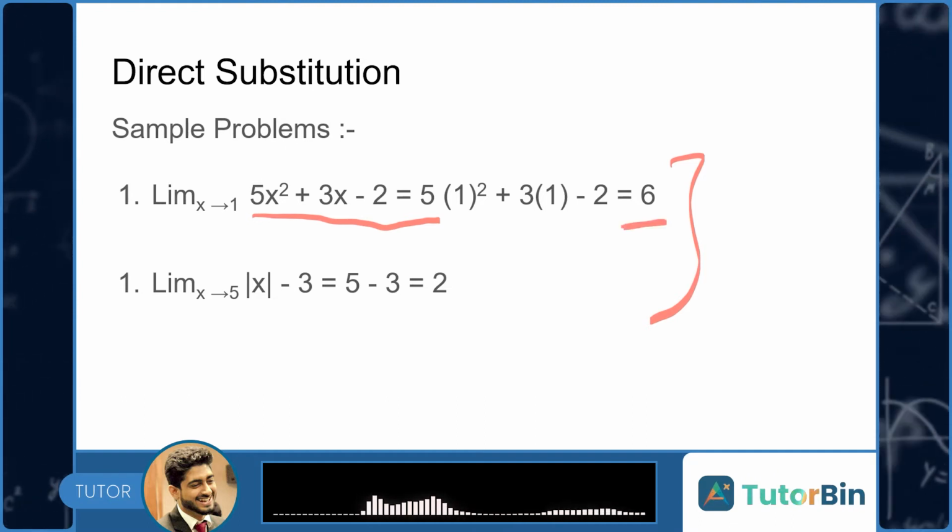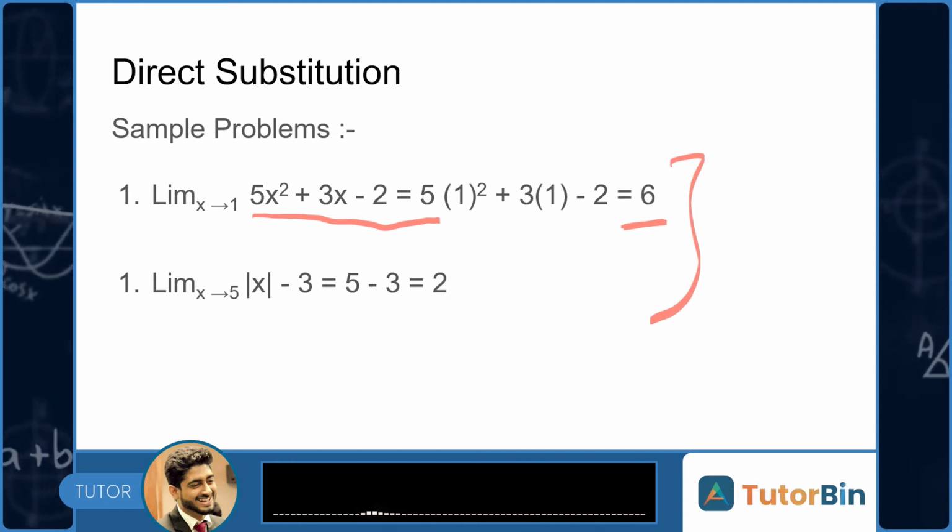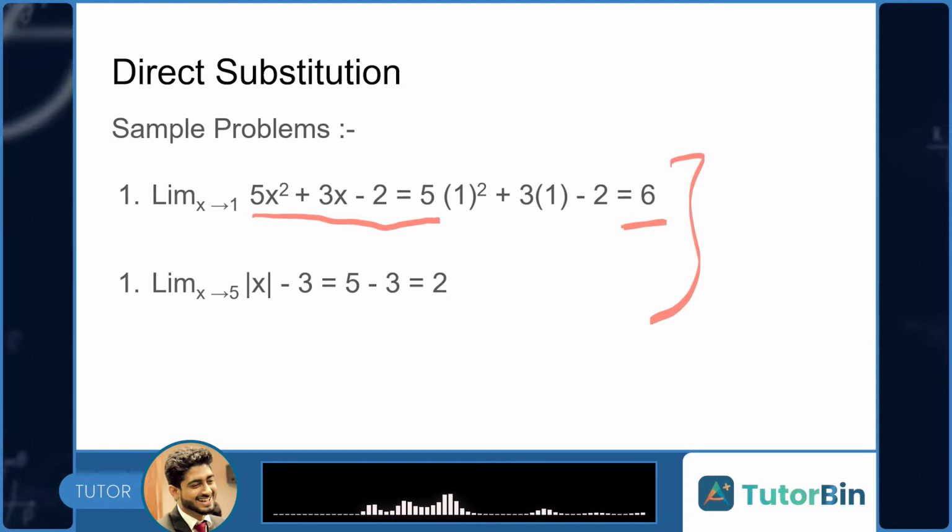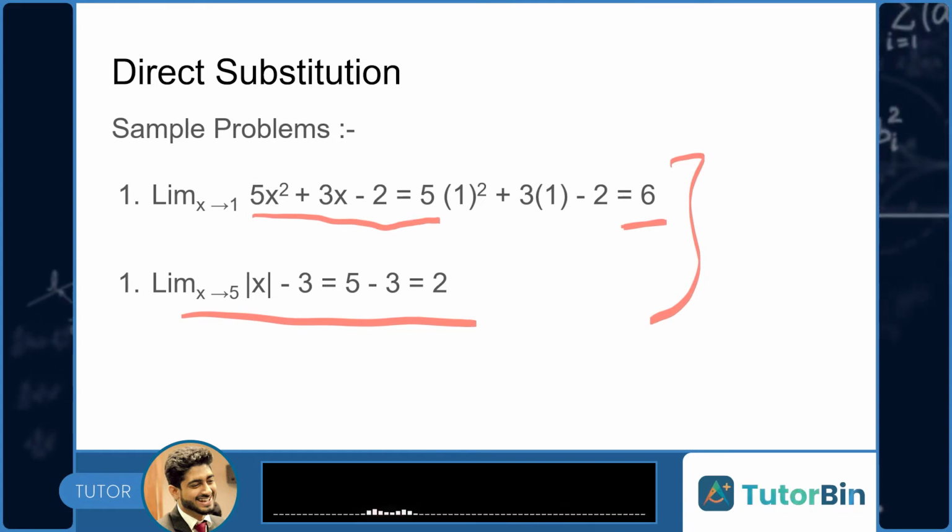The second problem is limit x tends to 5 of mod of x minus 3. Here we can see that this is a continuous function. We can just directly put the value of x in this function. 5 minus 3, that is 2.